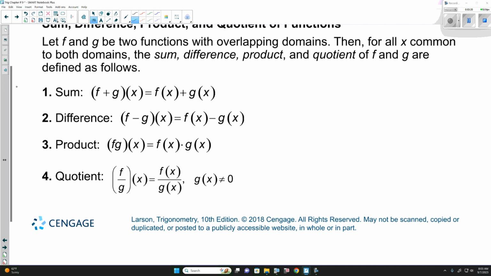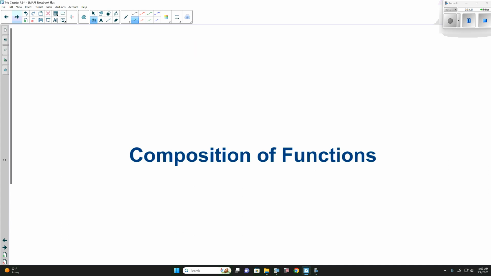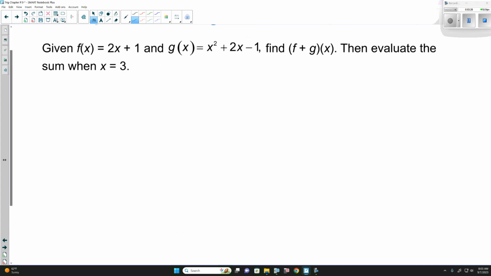Sum, difference, product, quotient. So we have all these here. Now, example 1 just says find the product and then evaluate. We're going to find all 4 with this here. So the first one we want to find is the sum of f plus g of x. Well, the sum is the same as saying f of x plus g of x. We're adding the 2 together. Now we can input the 2 functions.